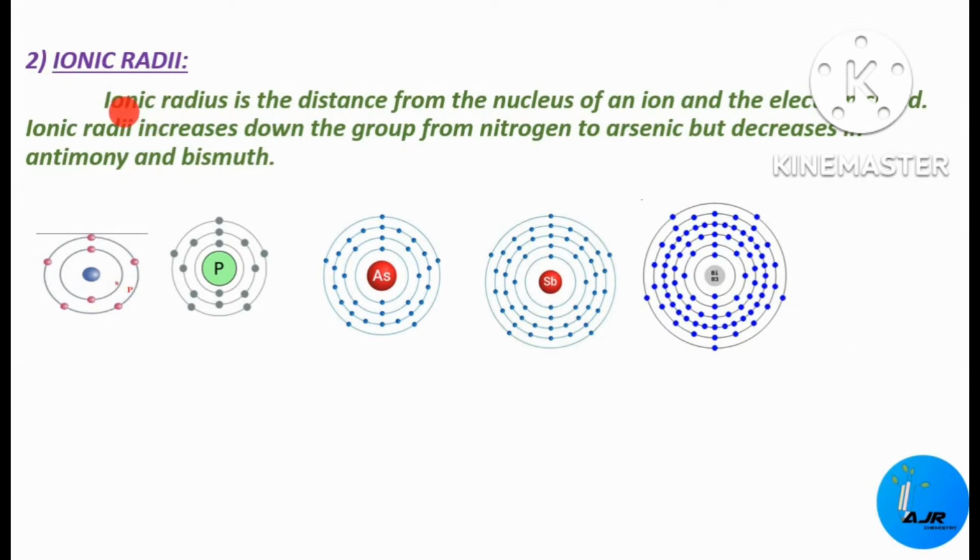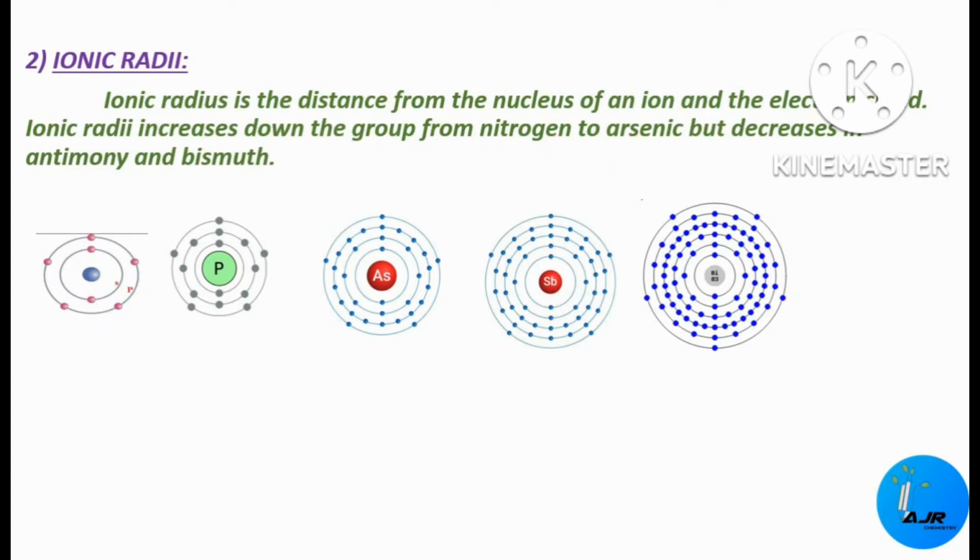What is the ionic radius? Ionic radius is the distance from the nucleus of an ion to the electron cloud. Just the same as the atomic radius, but there it is an atom, and here it is in the form of an ion. That is, from the nucleus to the electron cloud. But here the ionic radii increases down the group from nitrogen to arsenic.